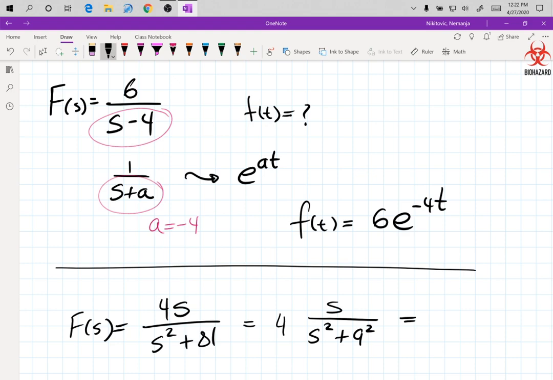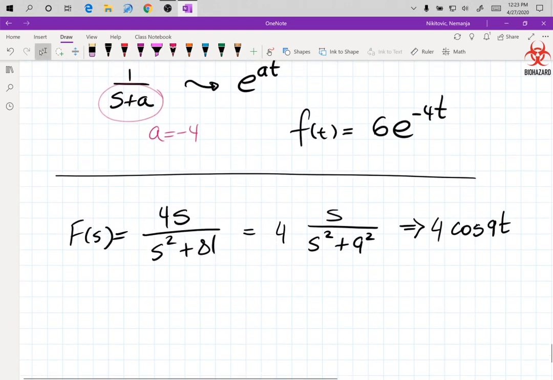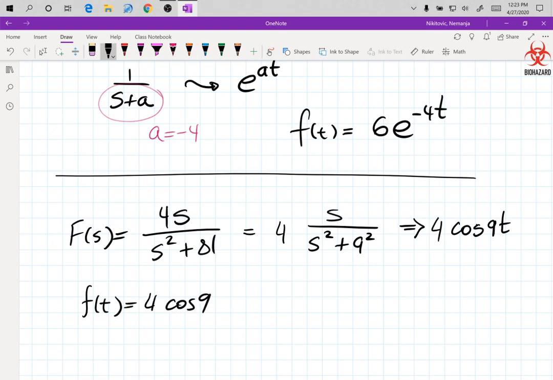Now you see that the whole piece over here is a cosine, so 4 converts into 4 cosine 3t. Oh, no, not 3t, 9t. Sorry, it's 9 squared. So f of t is 4 cosine 9t.